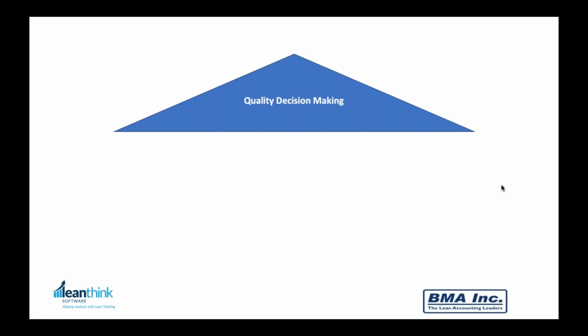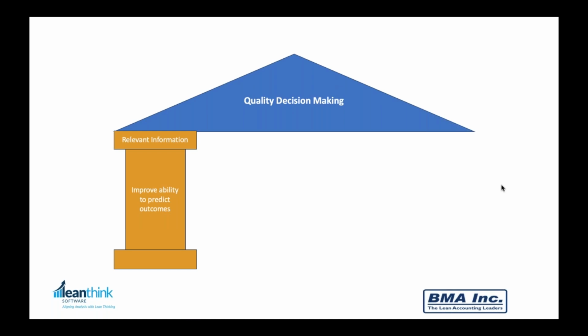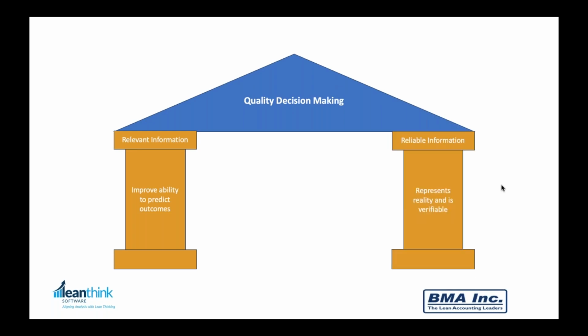Finally, what we're really trying to do through the use of the box score is improve the quality of decision making throughout the organization. The box score provides relevant information, and this relevant information improves the ability of everyone in the organization to predict outcomes, whether these are operational outcomes, capacity outcomes, or financial outcomes. Secondly, box score information is reliable. It represents reality and it is verifiable.